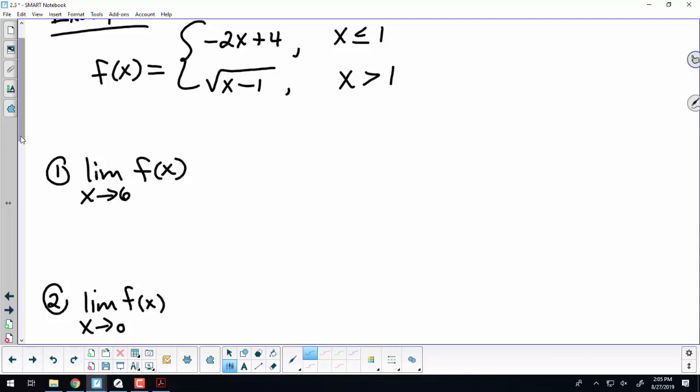Square root of x minus 1. The bottom one, because 6 is larger than 1. So that's the limit as x approaches 6 on the piece square root of x minus 1. Once we know where we're at as far as the domain of each piece, then we know which function to use.